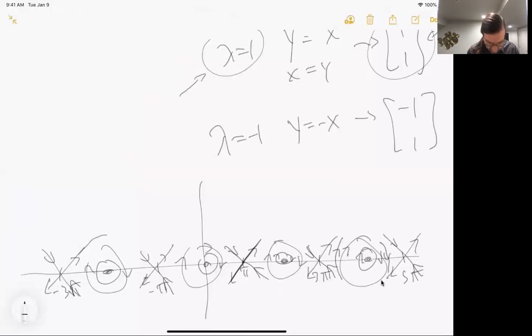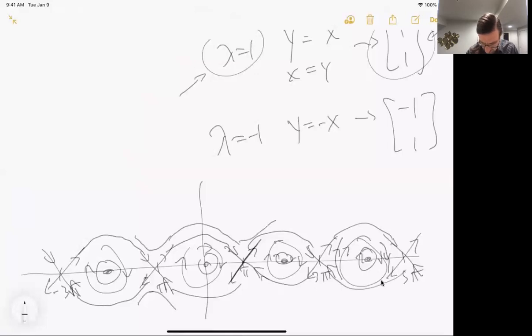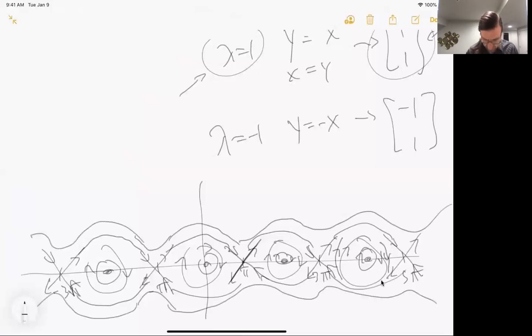And then we can start to fill in the rest of the picture here. Near these points, we see these hyperbolas. So things probably go something like this. Okay. Things go that way and that way.